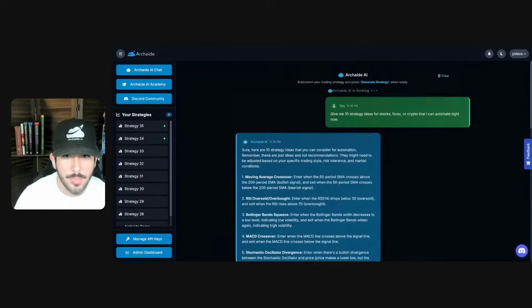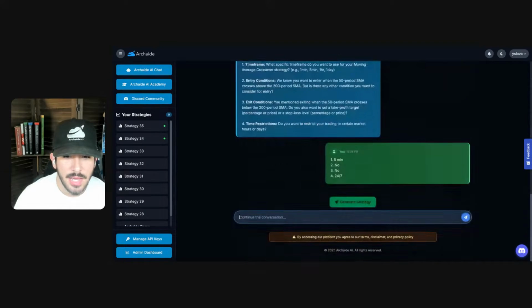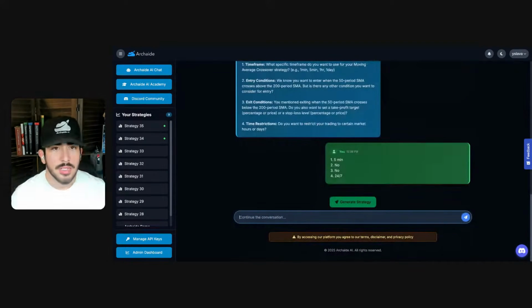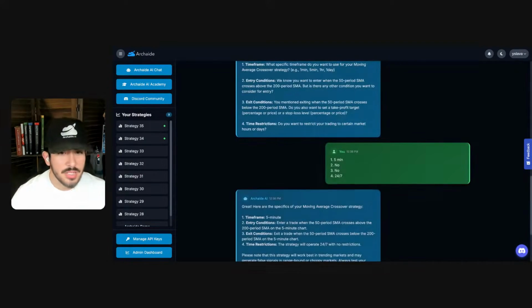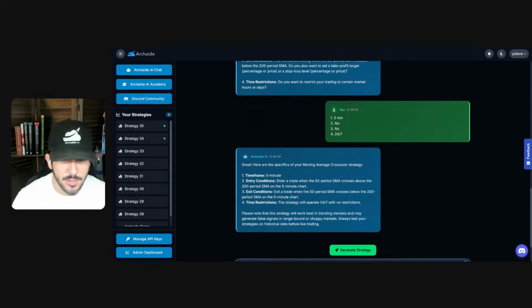And again, we go back up here. The AI is thinking, and we'll shortly here take all of the details of our strategy. And as you can see here, right here are the specifics of your moving average crossover strategy. Number one, time frame. Yep, we wanted the 5-minute. Entry conditions. Enter a trade when the 50-period SMA crosses above the 200-period SMA on the 5-minute chart. Exactly. Exit condition. We didn't want a stop loss. We didn't want a take profit.